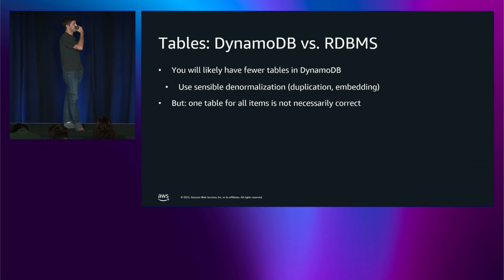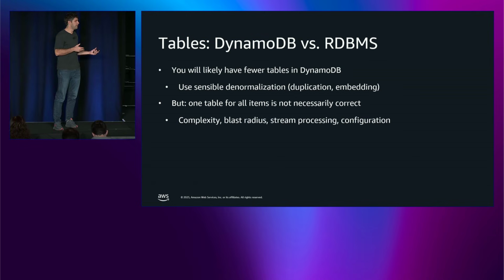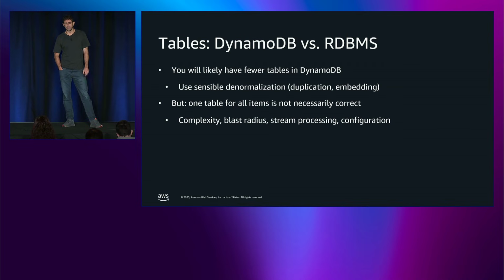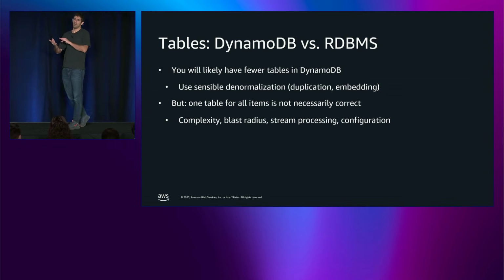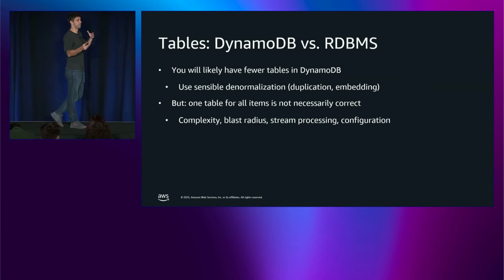But I will say, one table for all items is not necessarily correct, right? I think there's a lot of single table stuff that I've talked about before. You don't necessarily need to do it, right? It adds a lot of complexity. There's blast radius issues. If you're doing stream processing, this can be hard if you have different types of entities. Even just configuration, right? All your TTL, your backups, your billing mode, global tables, all that stuff has to be the same within a single table, and you might have different needs for different entity types.